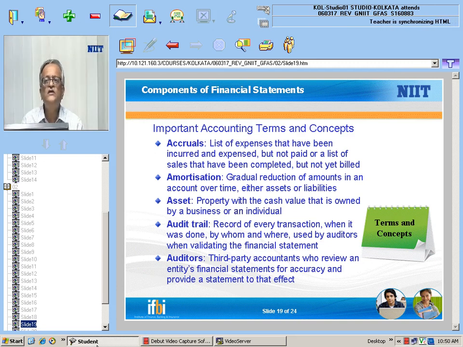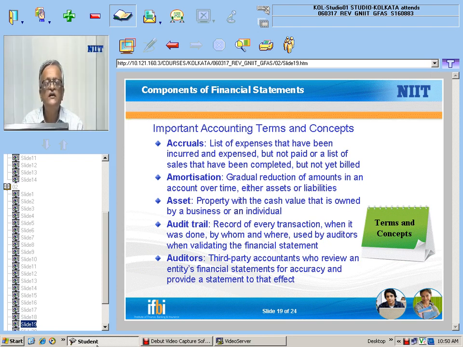Now some more important terms and concepts. Accrual. Accrual we have already discussed. It is a list of expenses that have been incurred and expensed but not paid, or a list of sales that have been completed but not yet billed. So, accrual: any revenue or any expenditure that has fallen due has to be accounted for. That is the accrual concept.